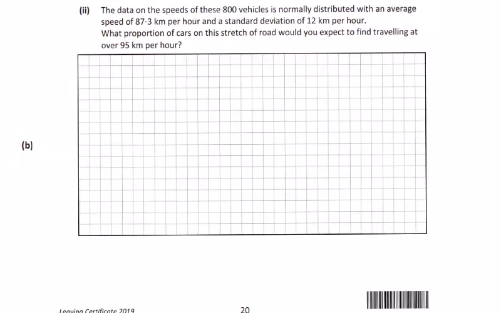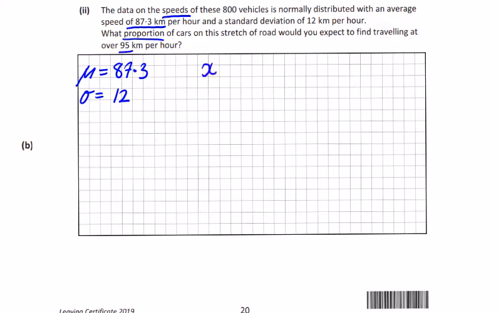The data on speeds this time of these 800 vehicles were normally distributed with an average of 87.3. So write down what you're given. Mu is equal to 87.3. So looking at z-scores here, standard deviation is going to be 12. What proportion of cars on this stretch of road would you expect to be traveling at over 95?